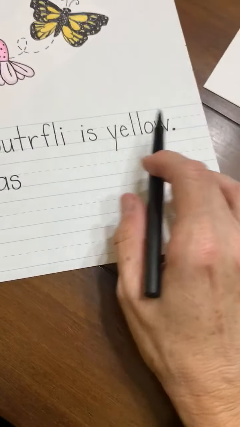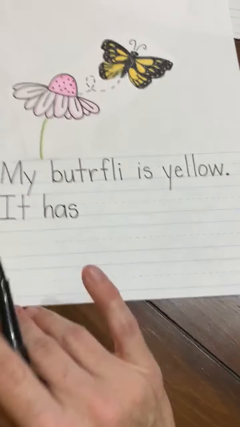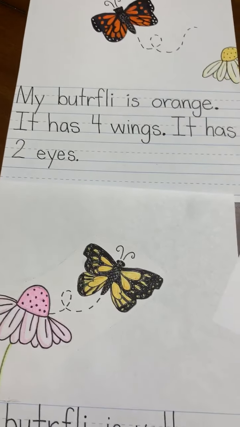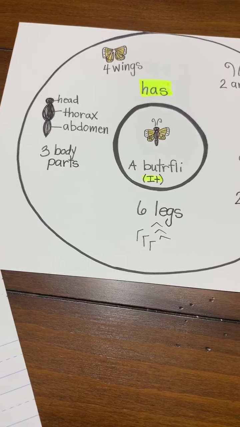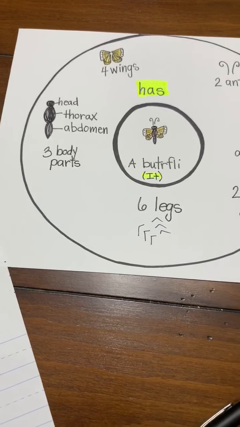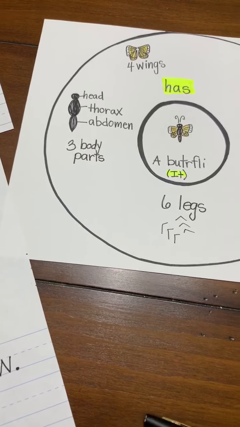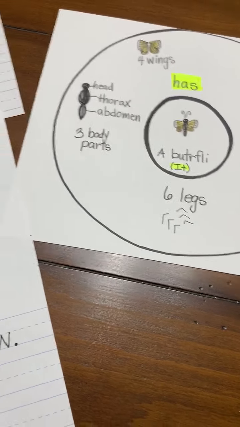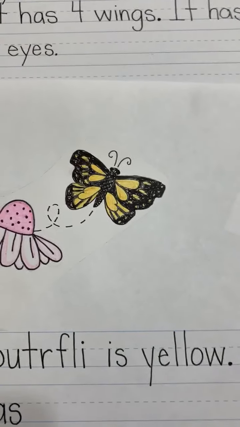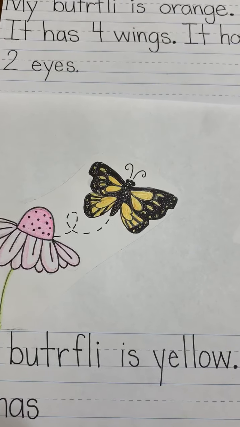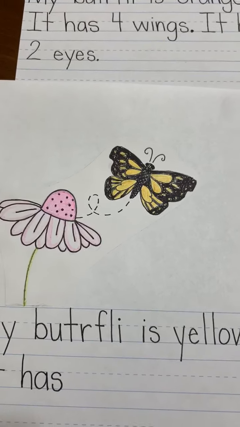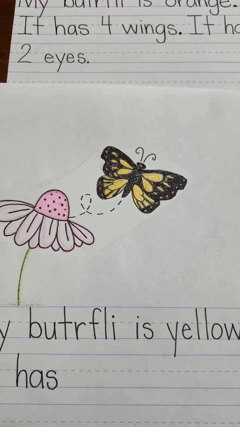Okay, my butterfly is yellow. It has... Now, in our orange one, we said it had 4 wings. So we're still going to use the wings because I want to show you the difference. For a more complex sentence, you could ask your child, well, you want to say it has 4 wings. Let's look at its wings. What could we say about its wings? Could we say its wings are colorful? Yeah, so it gives you more detail about the wings other than it just has 4.